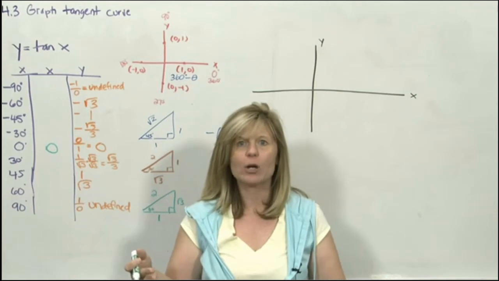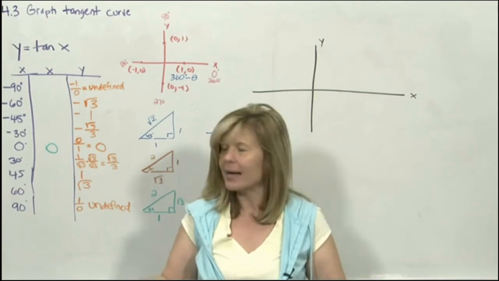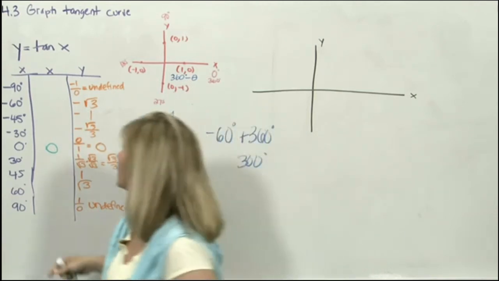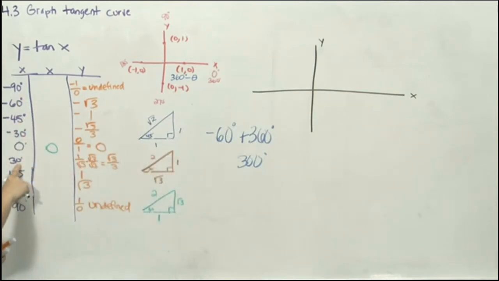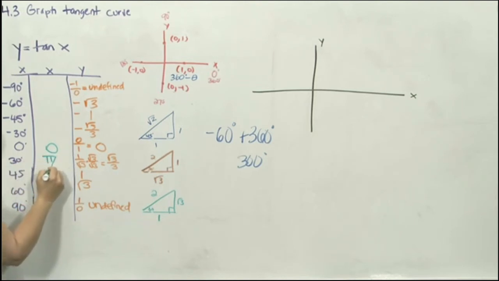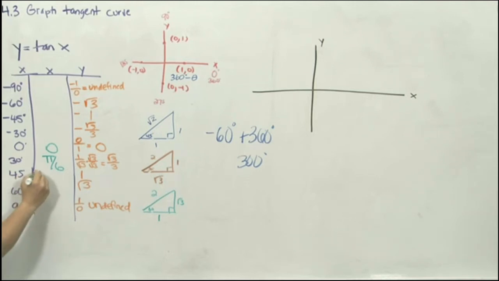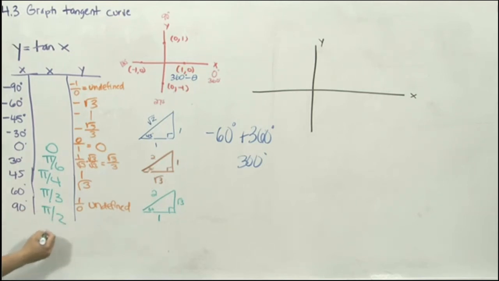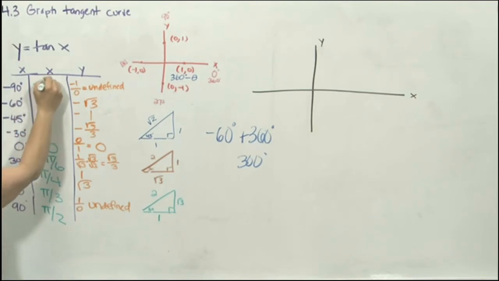But if you don't, just think, what does pi stand for as degrees? 180. So think, what would you divide 180 by to get these angle measurements? To get 30 degrees, you'd divide 180 by 6, so this is pi over 6. To get 45 degrees, you'd divide 180 by 4, so this is pi over 4. To get 60 degrees, you would divide 180 by 3. This is pi over 3. To get 90 degrees, you would divide 180 by 2, so this is pi over 2. Make sense? And then we'll put our negative radians here.